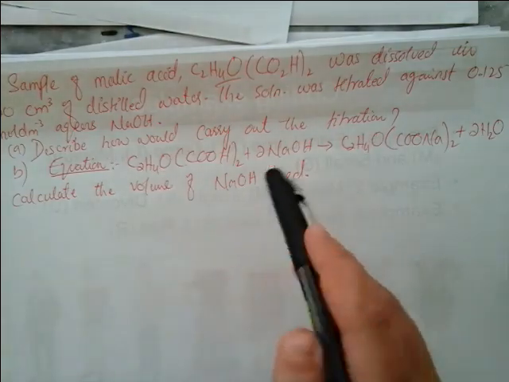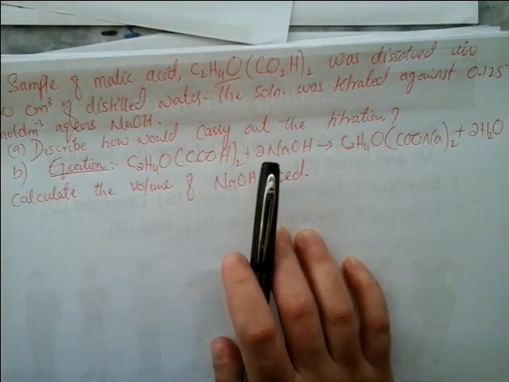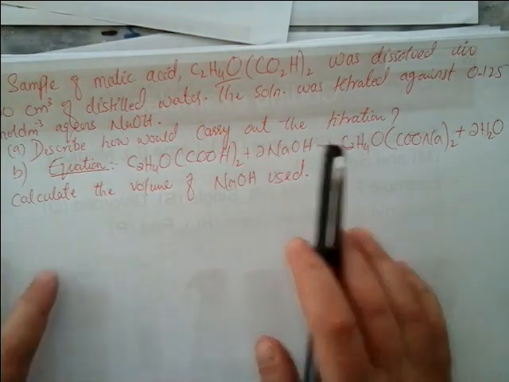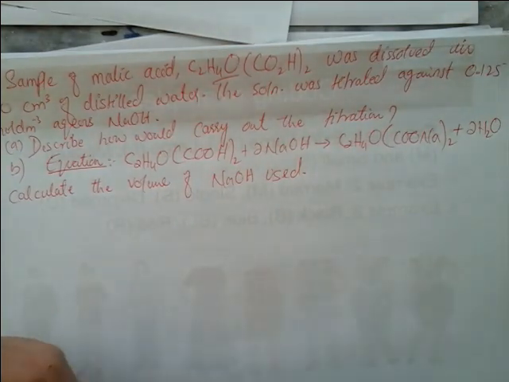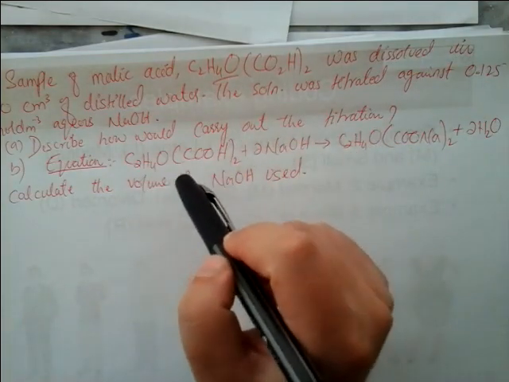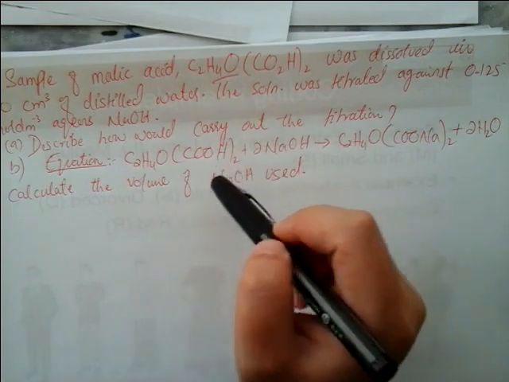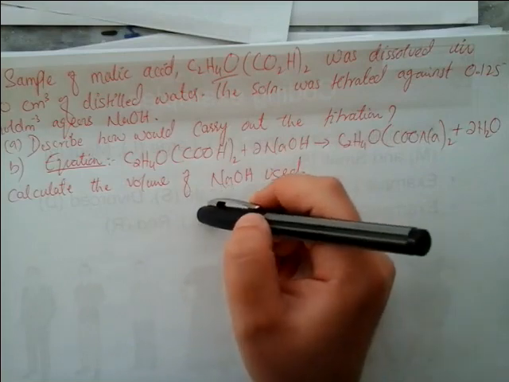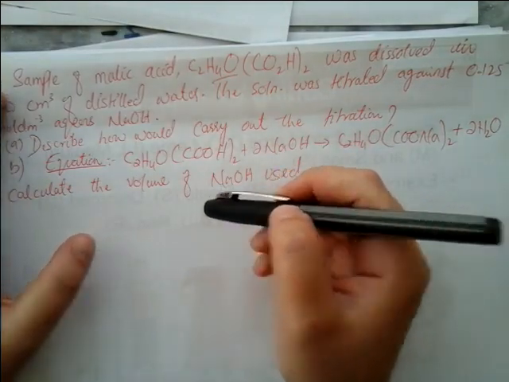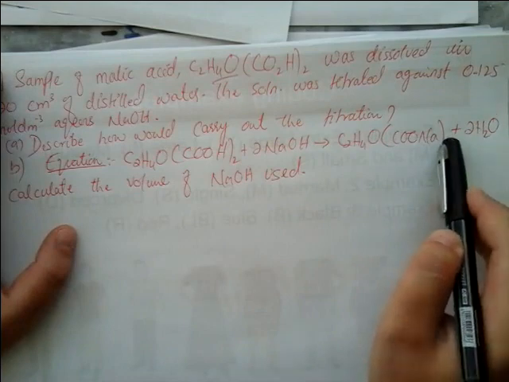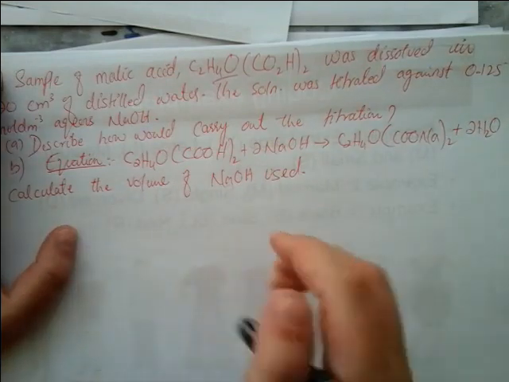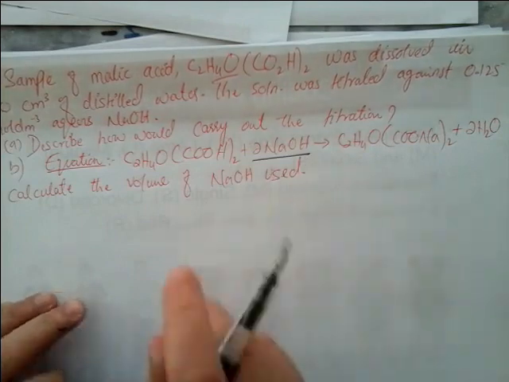Simply we carry out the titration using a burette and pipette, and using an indicator like methyl orange or phenolphthalein, and we also use a suitable amount of this sodium hydroxide and this malic acid. In the same way, we will titrate one of these compounds against the other, and we will find the concentration. So for part B, the equation is given for you, and you have to calculate the volume of sodium hydroxide used.